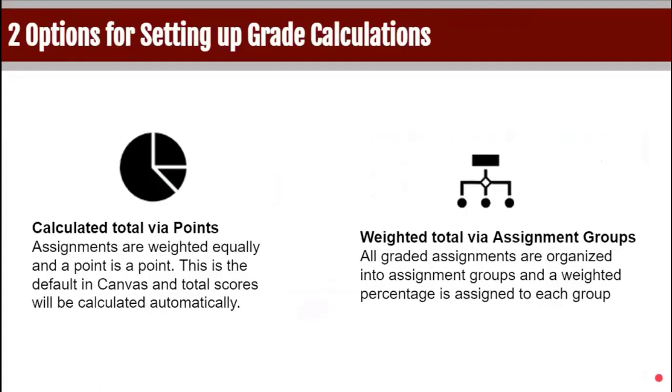Why do we use assignment groups? Assignment groups is the way to set up a weighted total. All of the graded assignments are organized into groups and a weighted percentage is assigned to each group. However, you do not necessarily need to use assignment groups. You can also use a calculated total, and that is when you do not have any assignment groups.